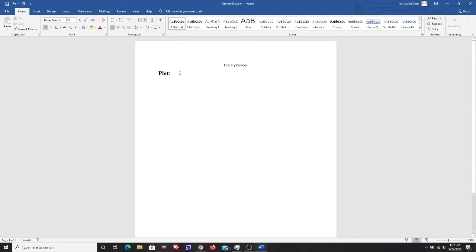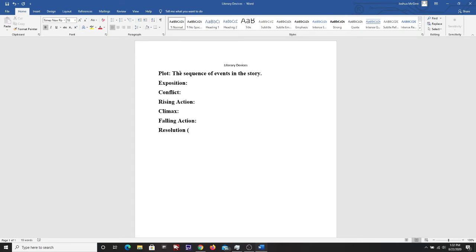Actually, let me define plot. This is the sequence of events in the story. This will break down into exposition. It's going to break down into conflicts, rising action, climax, falling action, and resolution, or this French word, denouement, which means the unraveling or the sort of solution to the plot. This stuff I expect that most of you guys already know.